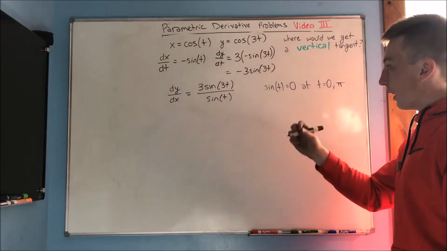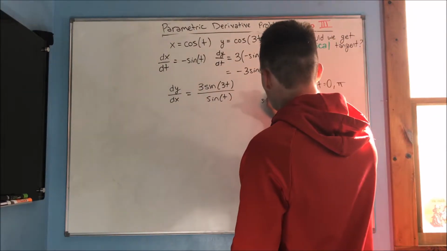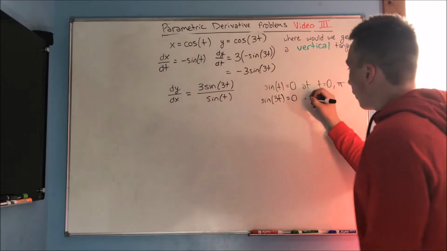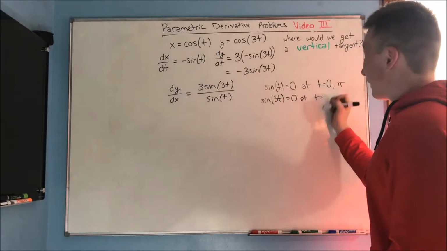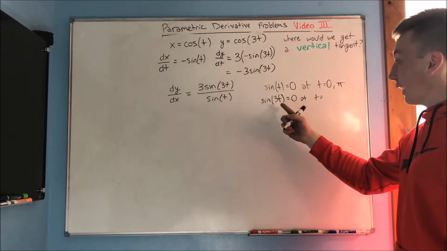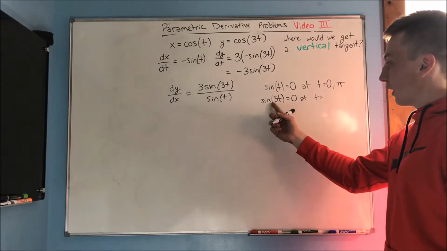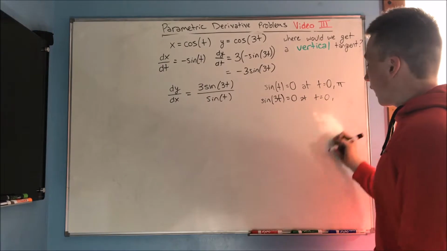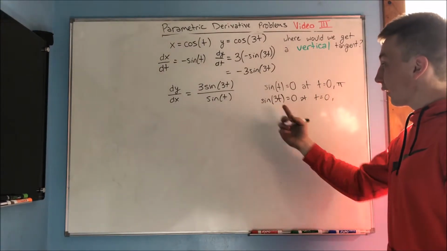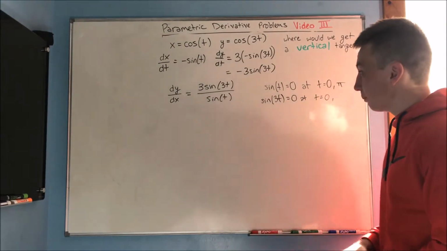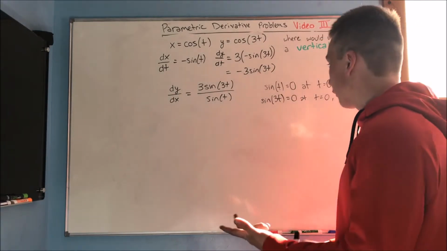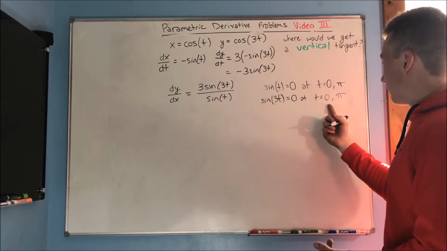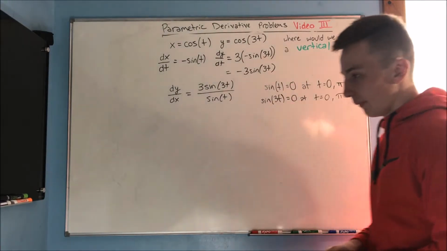So what about sine of 3t equaling 0? Well, where does that equal 0? That's also going to equal 0 at t equals 0, because when you put in 0 here, you're still going to get sine of 0, which is 0. But what about pi? Well, here we get the sine of 3 pi, which is basically the exact same thing as sine of pi. So it's still going to be 0 at t equals 0 and t equals pi.